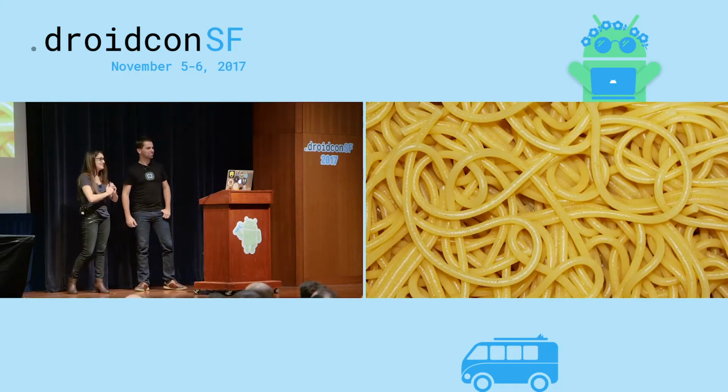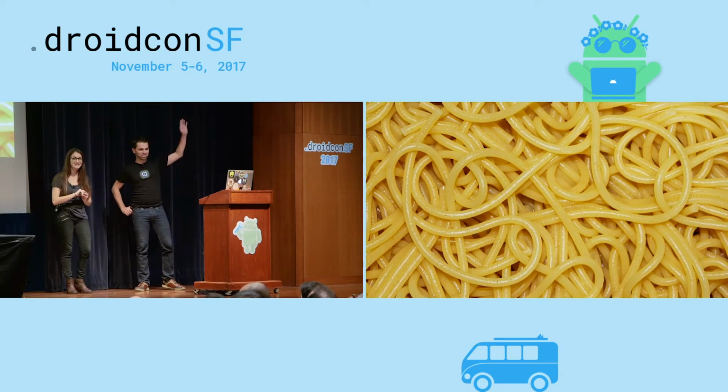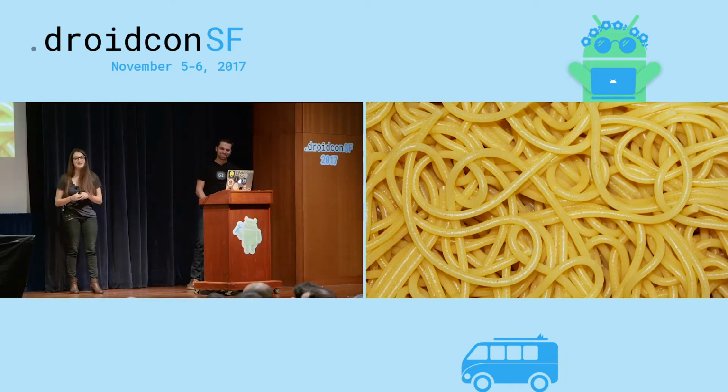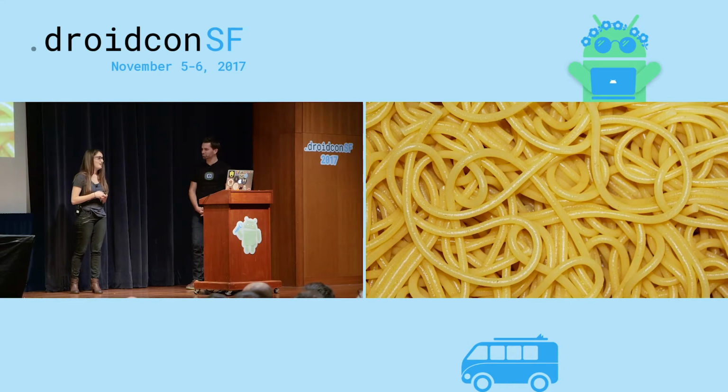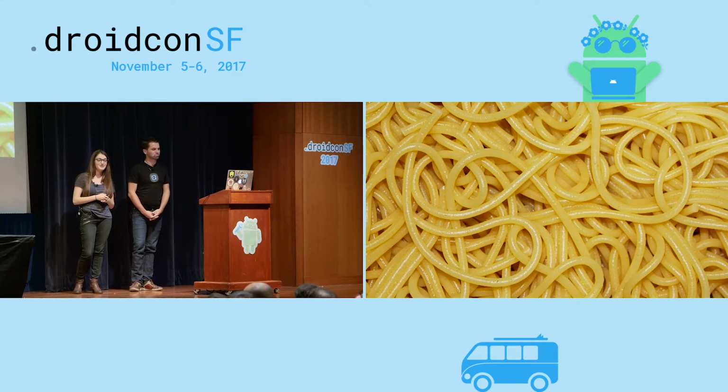So we spent a lot of time this year dealing with spaghetti code. Who knows what spaghetti code is? Yeah. I know. I'm sure we've all dealt with it at one point or another. It's code that's really tangled together. And so we're going to talk today about how we've gone about detangling some of that spaghetti code at Square.